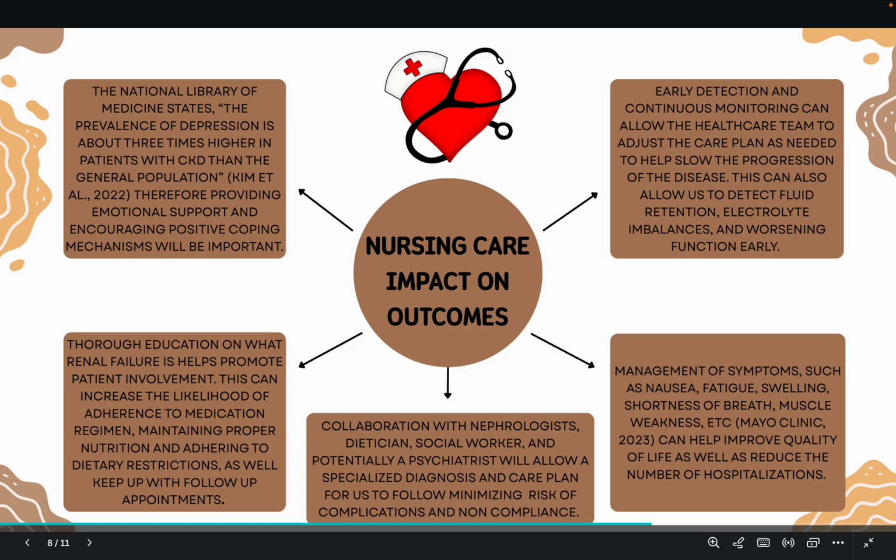And management of symptoms is something that we play a key role in as nurses, such as nausea, fatigue, swelling, shortness of breath, muscle weakness, and others. Management of these can help improve quality of life as well as reduce the number of hospitalizations for individuals with chronic renal failure.